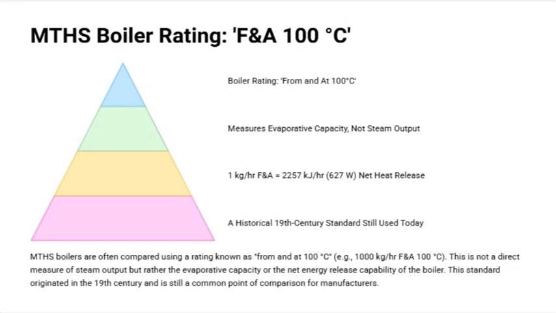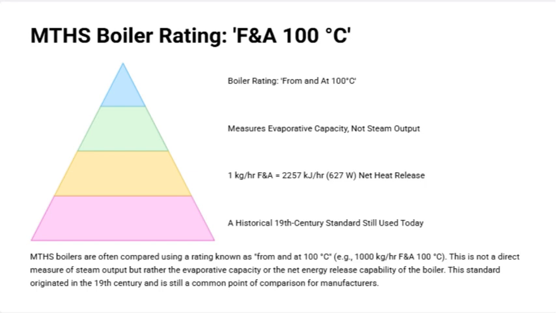Let's take a closer look at the MTHS boiler rating, which is expressed as F and A 100 degrees C. This means from and at 100 degrees Celsius. Now, this rating measures the evaporative capacity of the boiler, not the actual steam output.